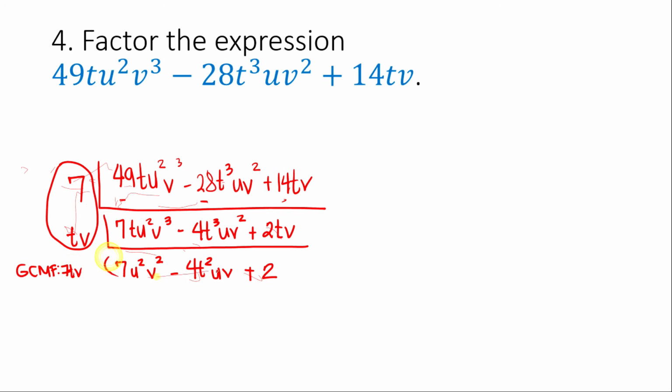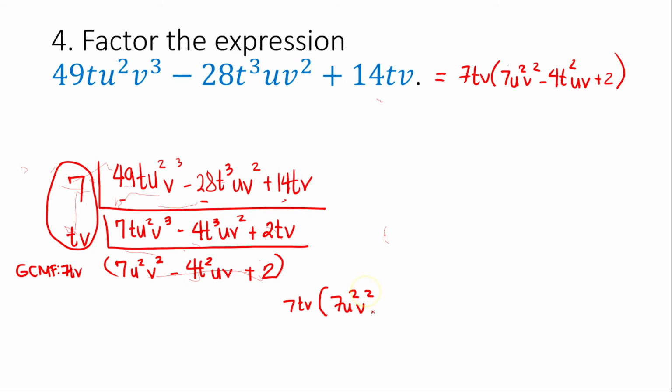And then, ang natira natin, polynomial is 7u squared, v squared minus 4t squared uv plus 2. Okay. So, 7tv times 7u squared, v squared minus 4t squared uv plus 2. Okay? So, check natin. 7tv times 7u squared, v squared minus 4t squared uv plus 2.